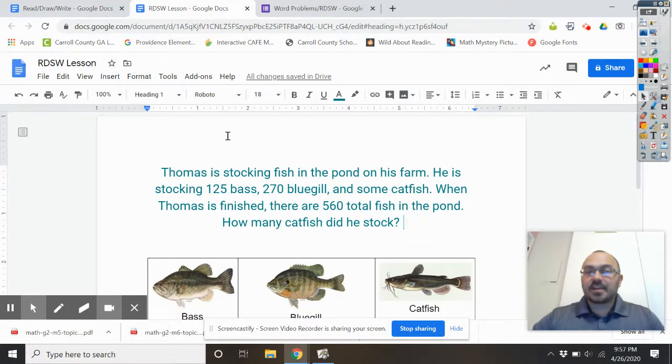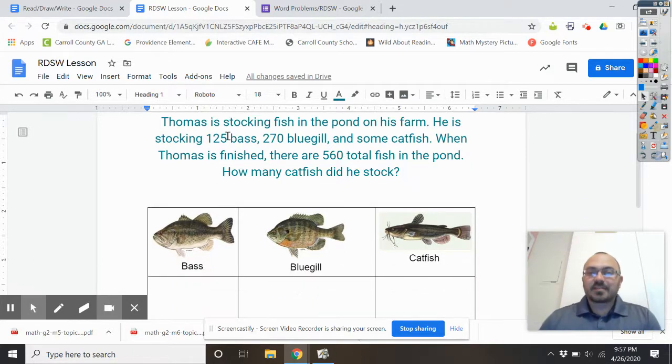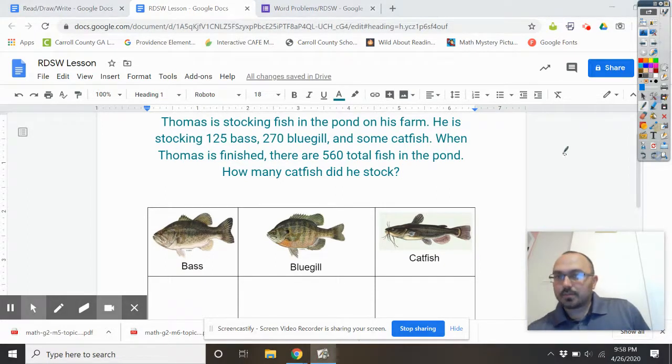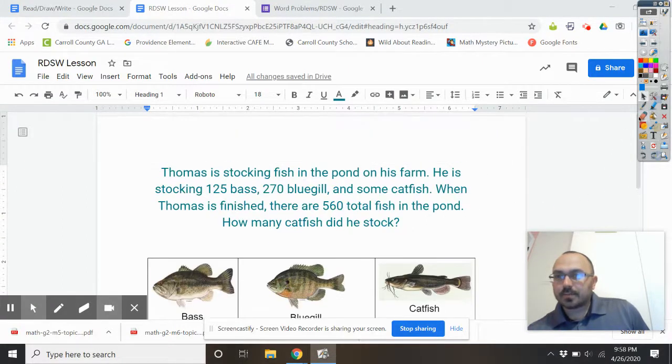Now, first thing I need to do is read the problem. So here we go. Thomas is stocking fish in the pond on his farm. He is stocking 125 bass, 270 bluegill, and some catfish. When Thomas is finished, there are 560 total fish in the pond. How many catfish did he stock? Okay, well, first off, let me put on the marker. Oh, scroll back up and let's put it on. And I'm going to put R and I'm going to mark it out. We have read the problem.